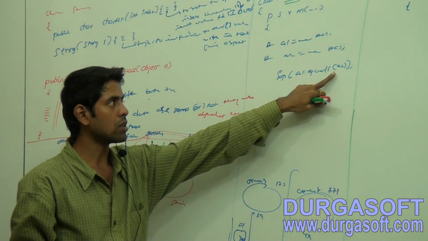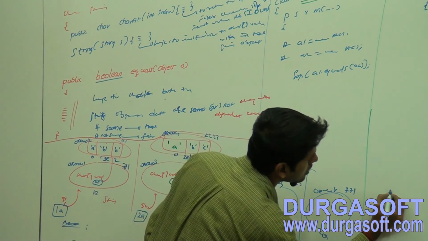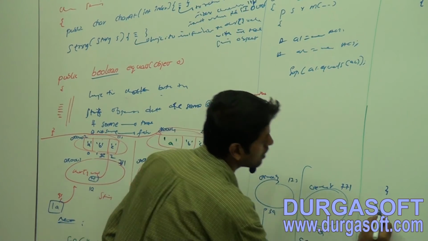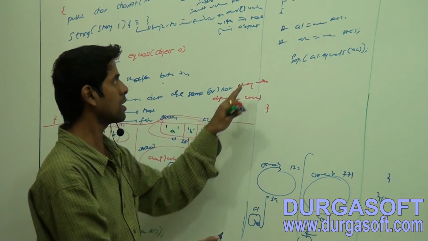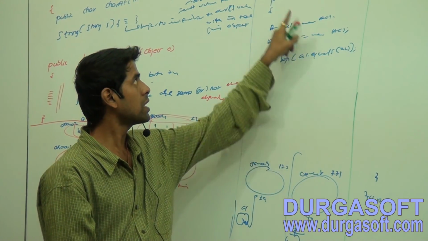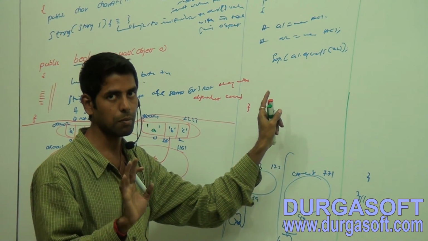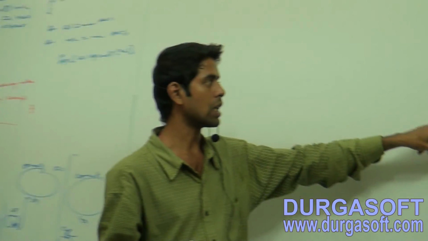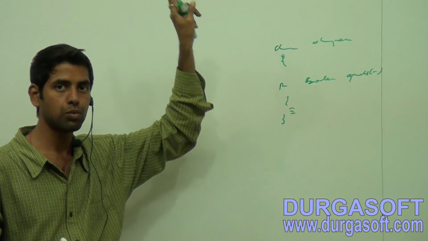A1 dot equals of A2. Observe here, this is the static method, and this is our class A. Think that this is the entire class A. Do you have an equals method in class A? No, but through inheritance you are getting that equals method from the Object class.